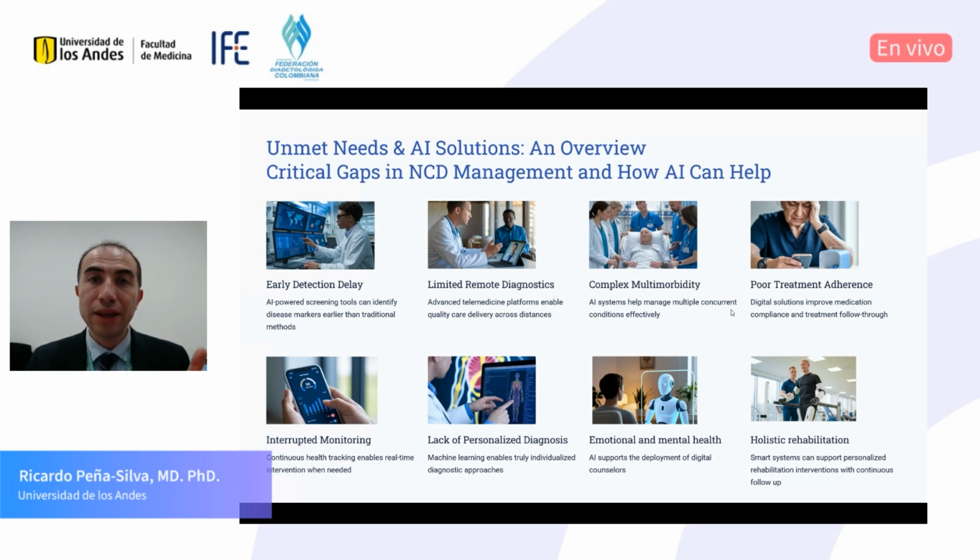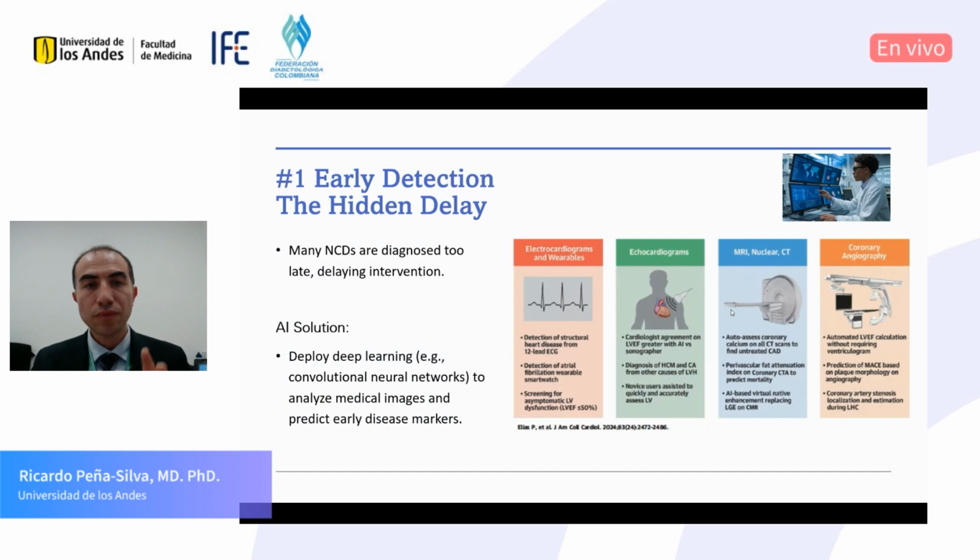So for example, early detection or early diagnosis, limited remote diagnostic services, complex multimorbidity in patients, poor treatment adherence, interrupted monitoring, lack of personalized diagnosis, the importance of addressing mental health issues in patients suffering from non-communicable diseases, and finally, holistic rehabilitation. Here, I'm starting with number one, which is early detection.